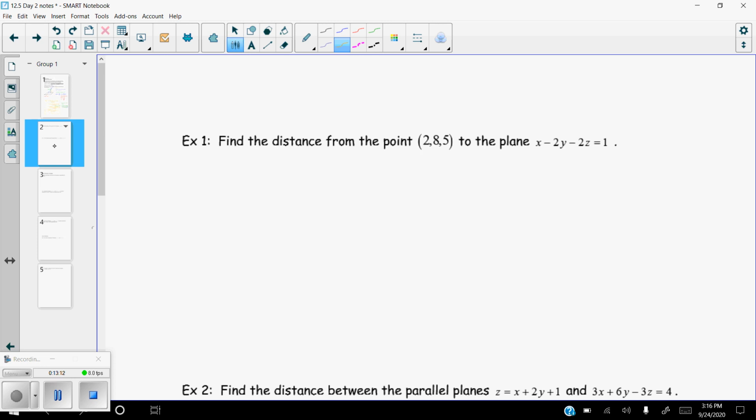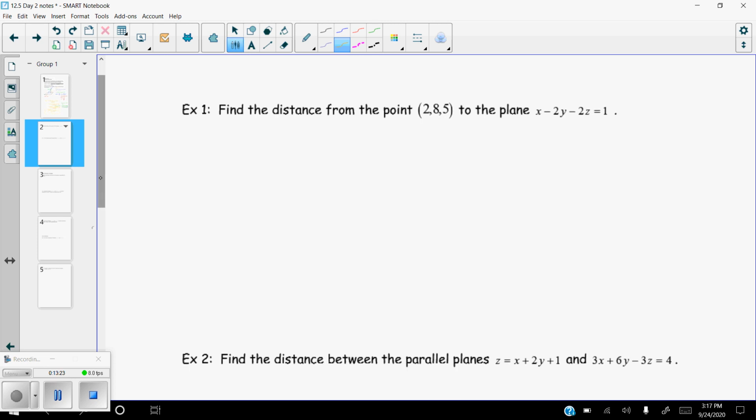So example 1 says find the distance from the point (2, 8, 5) to the plane x minus 2y minus 2z equals 1. Okay, this one is actually really simple if you have the distance formula, which we now do. According to our distance formula, it is a times the x value. Well, here is your a, b, and c, so let's write our normal, because that's going to give us a, b, and c, so that's going to be 1, negative 2, negative 2.